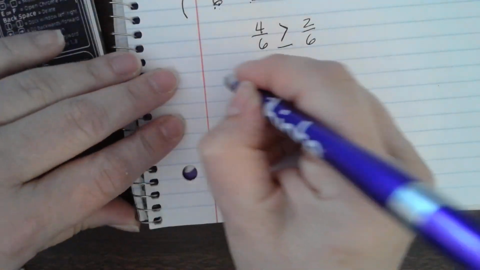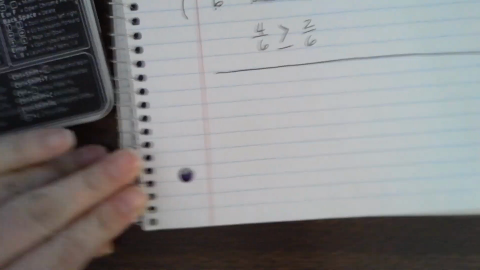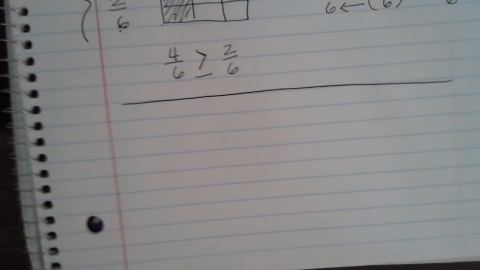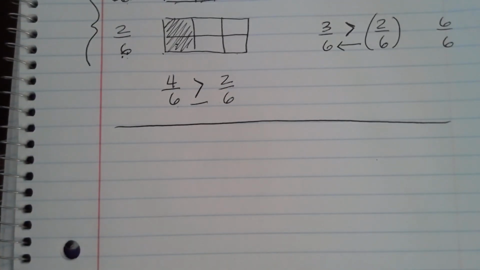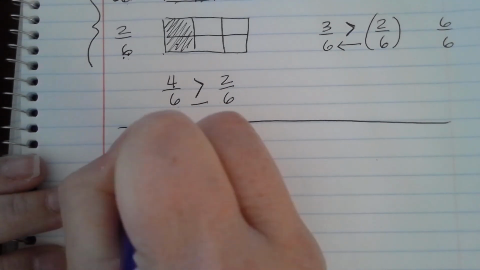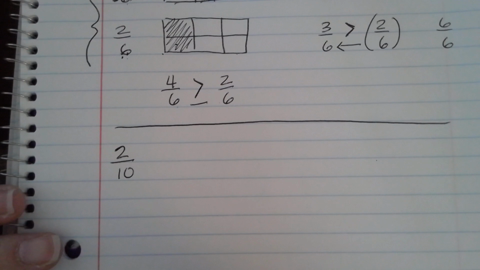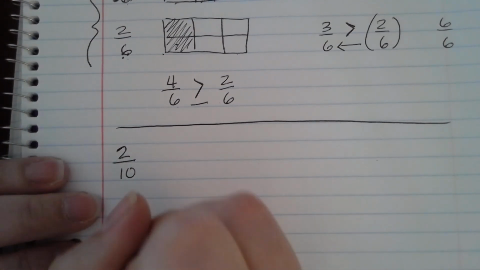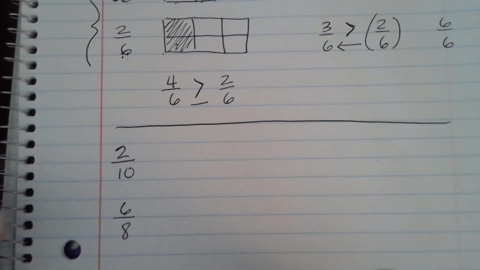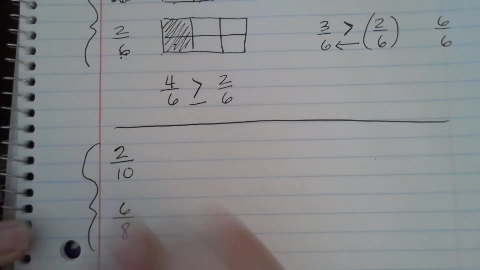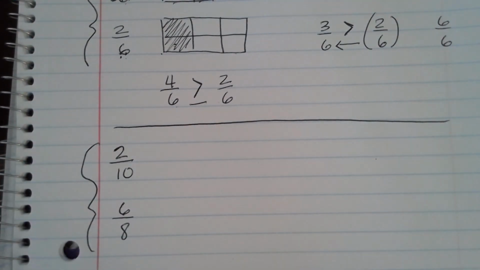I'm going to draw myself a little line here, and let's look at some other fractions that we can compare. In the book, they've given us 2 tenths and 6 eighths. I don't have much room on my page. Should I go to another page? Absolutely. Make your notes yours. Make sure you can read them.